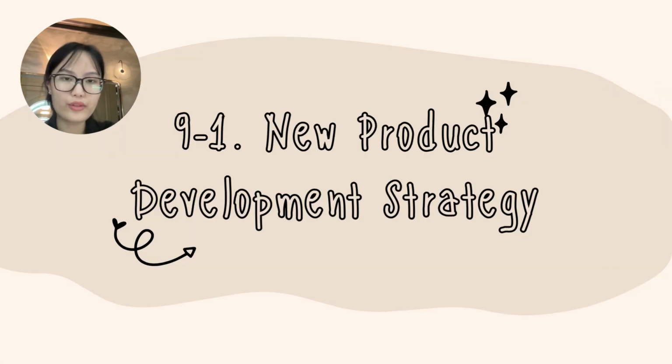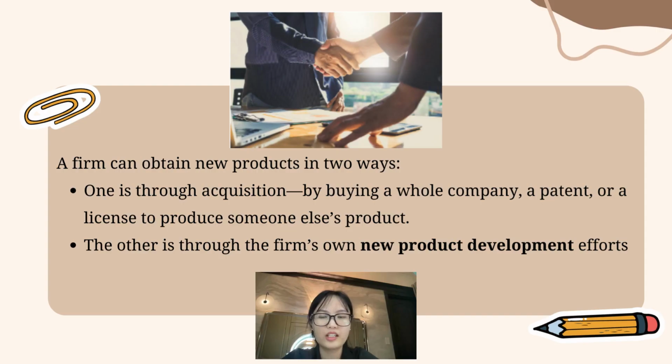First, we will come to the new product development strategy. A firm can obtain new products in two ways. The first is through acquisition, by buying a whole company, a patent, or a license to produce someone else's product. The second is through the firm's own new product development efforts.